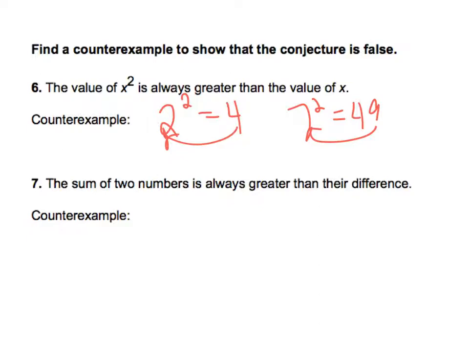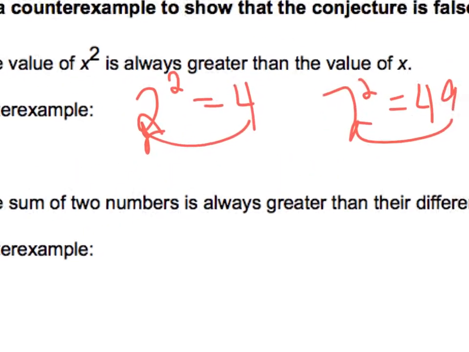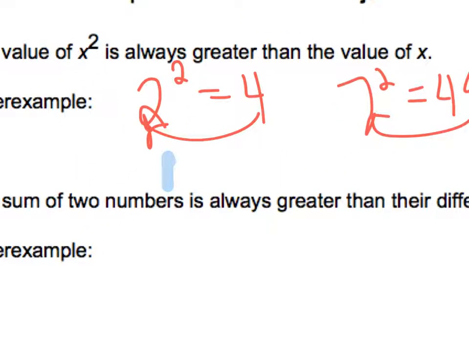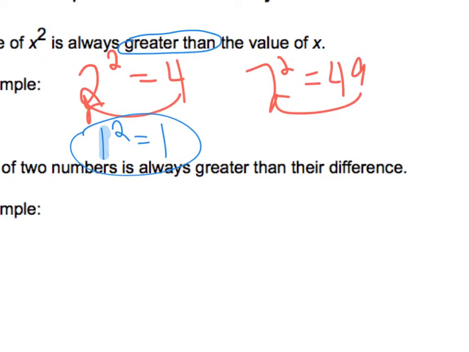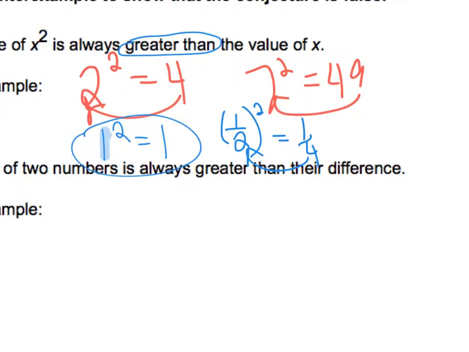If we're thinking of some counterexamples, one that kids use quite a bit is 1 squared equals 1. It says it's always greater than, not greater than or equal to, but greater than. So there's an easy counterexample. Or if we think in terms of fractions, if I have 1/2 squared, remember when we square a fraction, we square the top and the bottom, that's 1/4. And 1/4 is not bigger than 1/2. So 1 squared or a fraction squared would be examples of that.